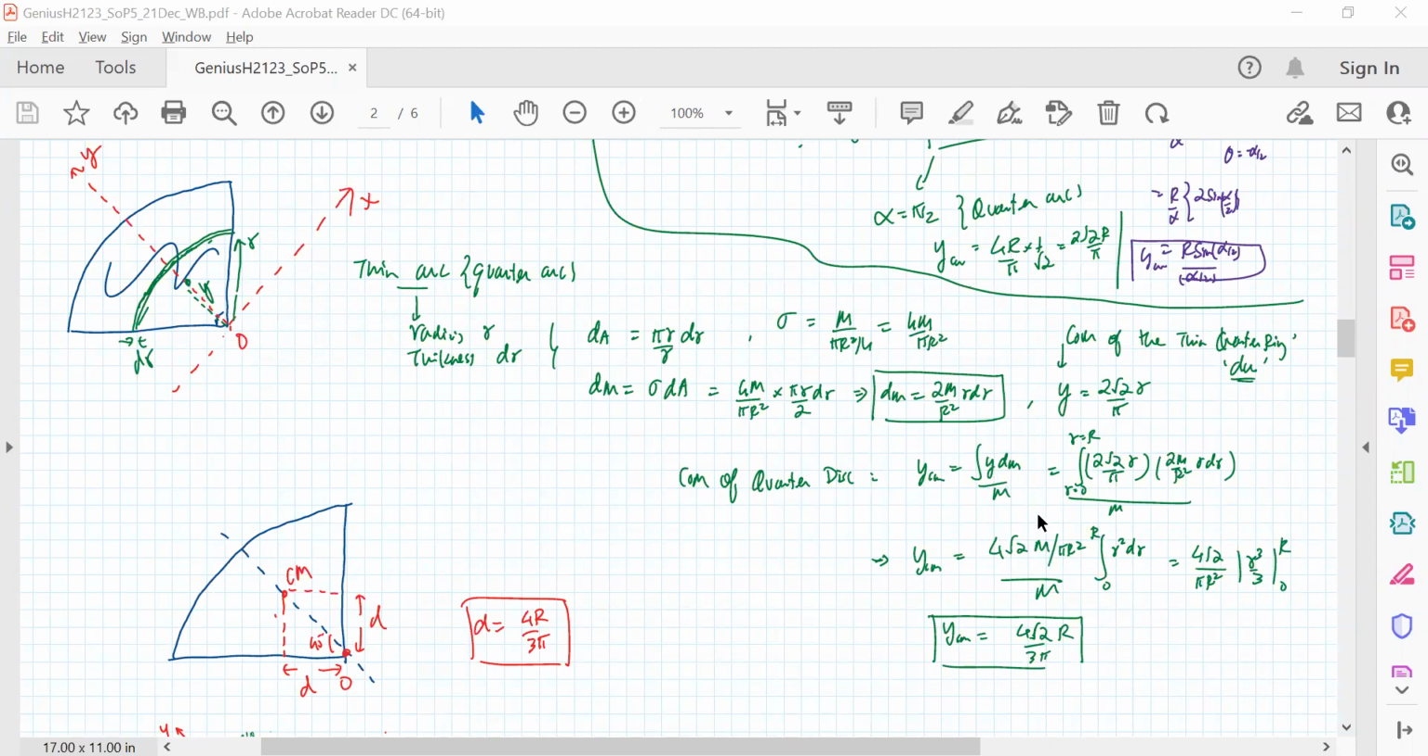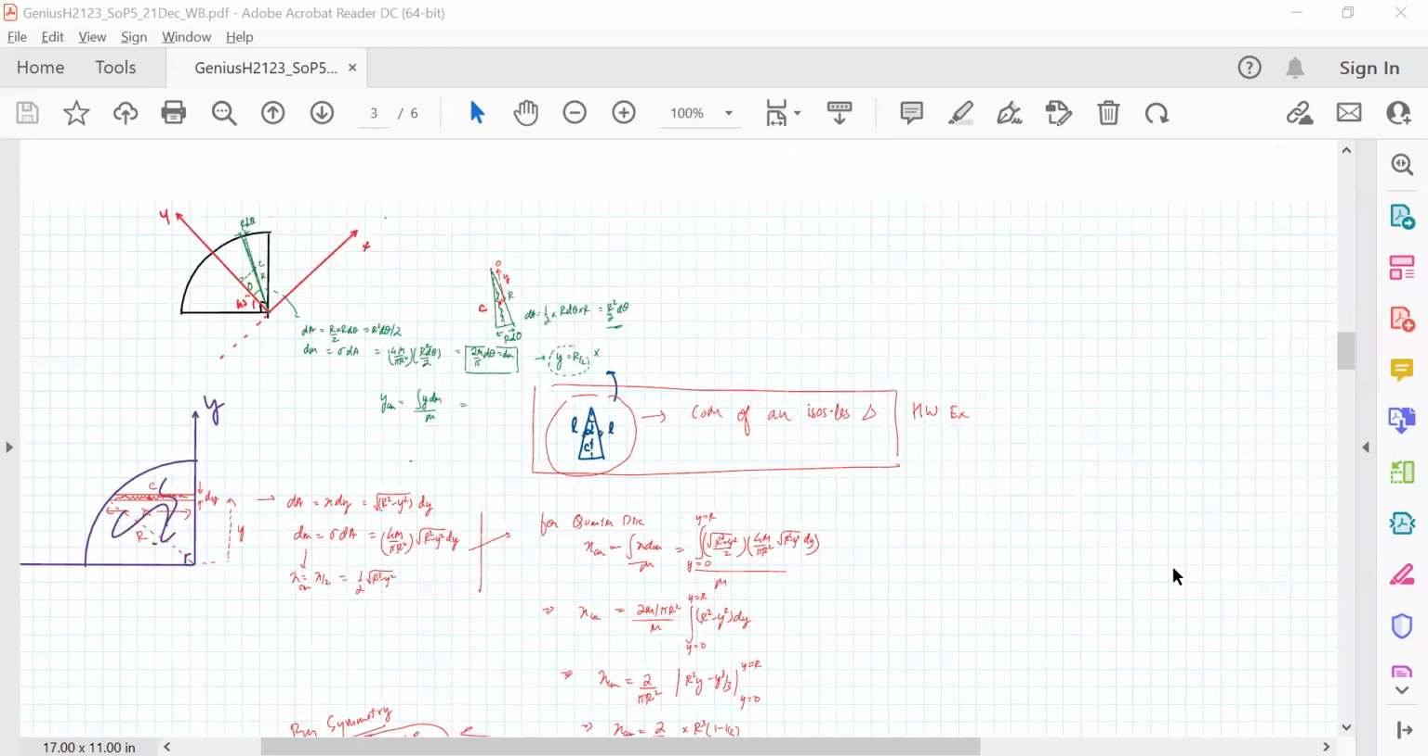Okay, people, are we clear with this question? Yes, sir. Okay. So this finishes the center of mass part for us. Here I've shown you an alternate method of doing this. I'll send that to you in the notes. There are a couple of alternate methods.